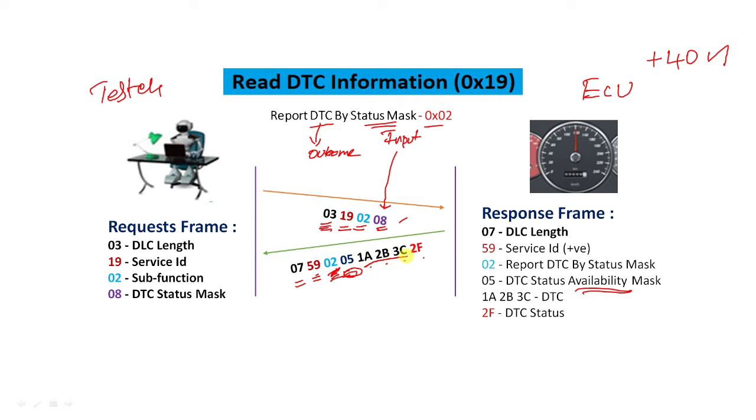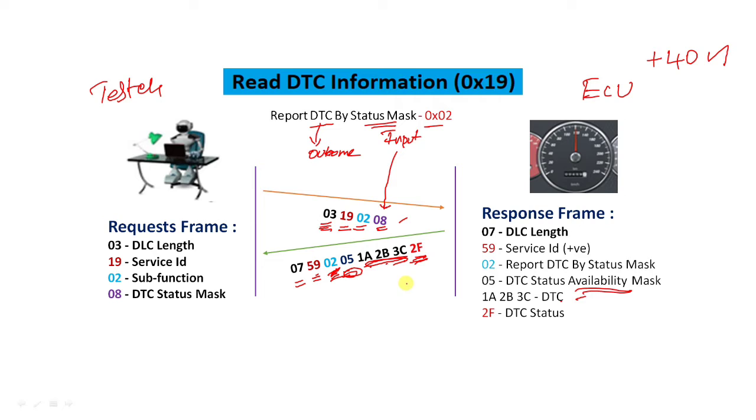This is a DTC. It's 3 bytes of information. The 3 bytes are 1A, 2B, 3C. Here it's a DTC. You can consider currently you'll have only one DTC, and it has the status 2F. Alright, so 2F is the status of the DTC. We have 8 bits, and each bit represents something, which will come later. Anyhow, we can learn that in our upcoming videos.